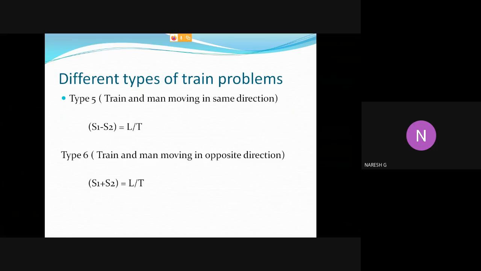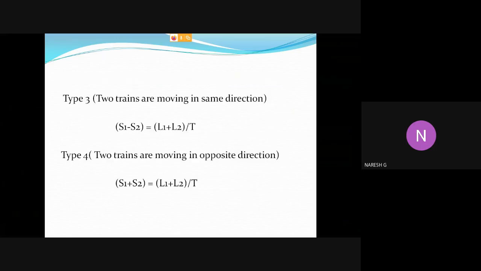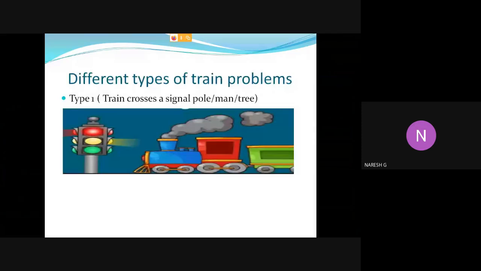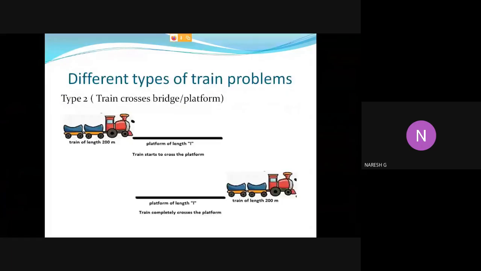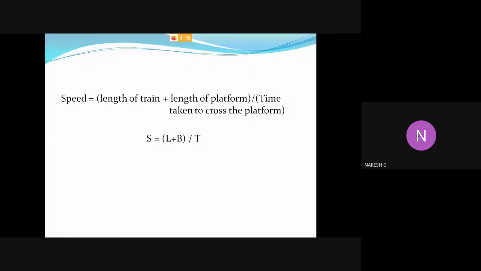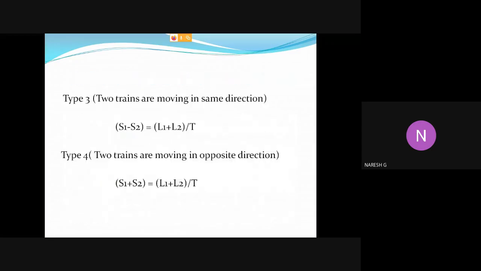Now just recall the concepts. First one: a train crosses a signal pole, or a man, or a tree, then S equal to L by T. Next, a train crosses a platform or a bridge or a tunnel, then S equal to L plus B divided by T, that is, length of the train plus length of the platform divided by time taken to cross the platform.